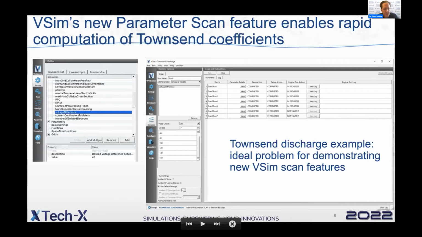What's new is under our design tab, which comes in on the left under the run tab. We can then take this voltage difference parameter, select it as a parameter over which we're going to scan, and list the values that we want it to take in that scan. Here I've listed 7 values, and so I'm going to essentially do 7 runs on this plot.